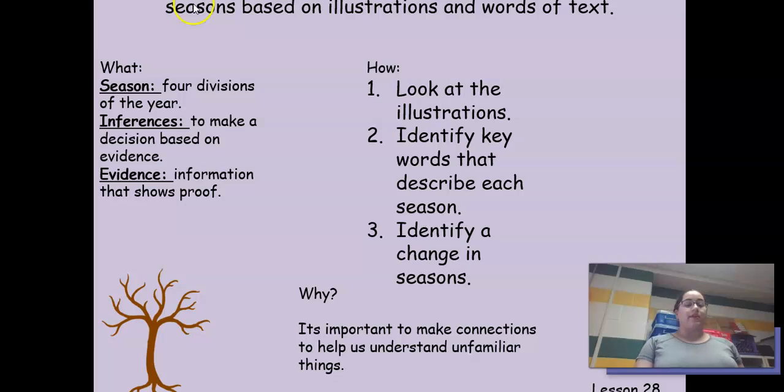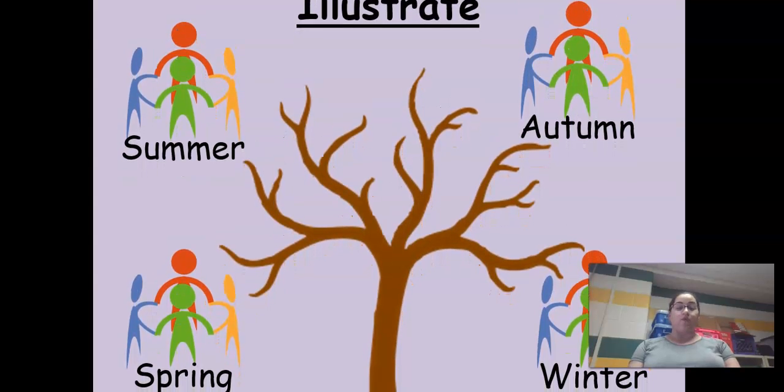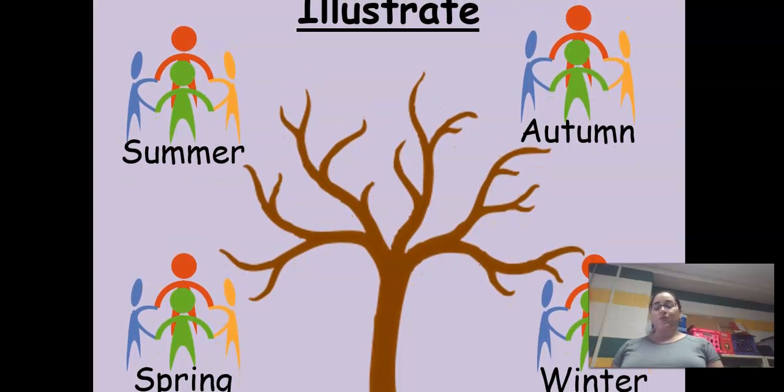So let's go into the next part. The next part is one of my favorite parts of the lesson, where we're going to illustrate. So we're going to become illustrators. At this time, boys and girls, I'm going to give you 30 minutes to get handout 28A, and it's the season trees. That's what it's called.